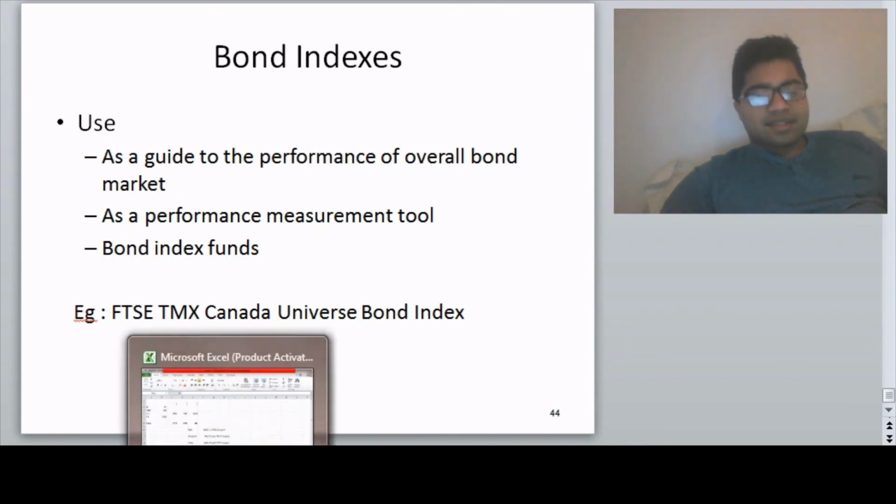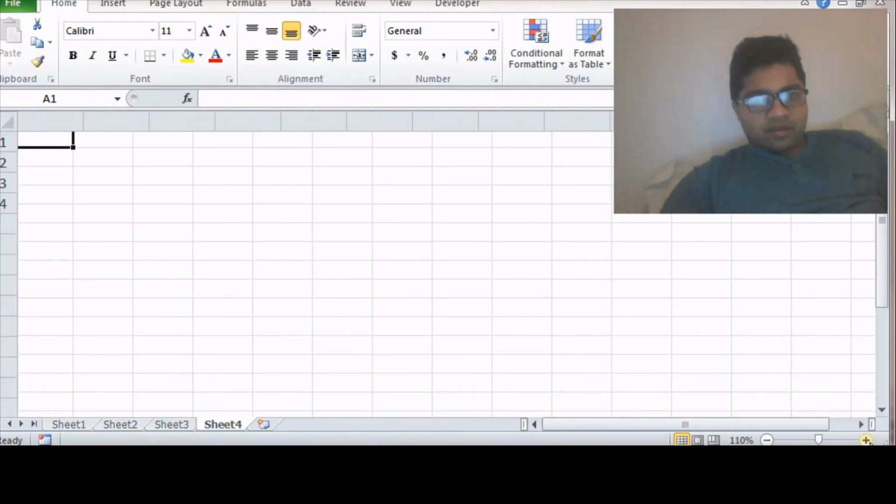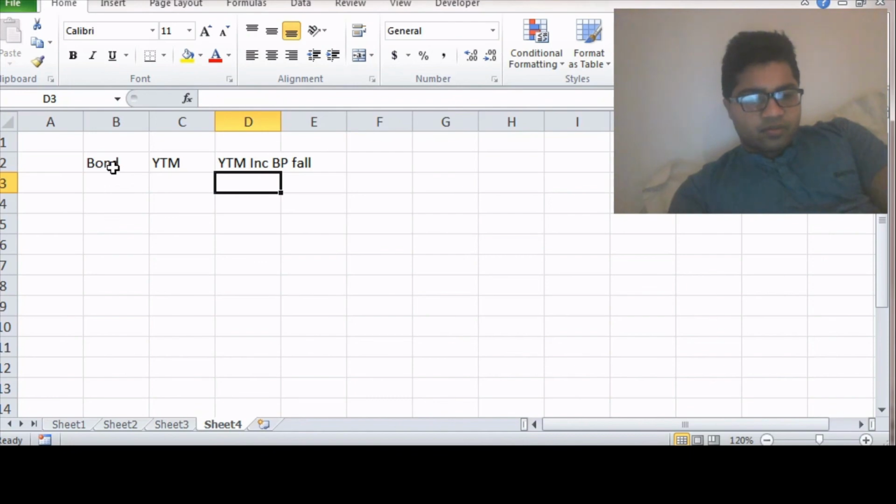Now the important things in this chapter, I'm just going to summarize in a brief discussion. So things that you have to remember. Bond prices are inversely related to yields, YTM, right? It means if YTM increases, bond prices fall, and if YTM falls, bond prices increase. That is the first thing you have to remember.